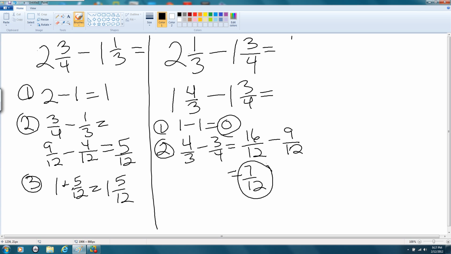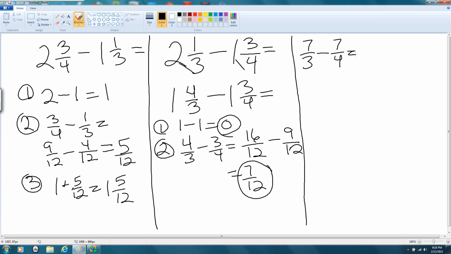Now, the other way to do that problem would be to convert them both to improper fractions first. So I'm not going to rewrite the problem yet. I'm going to go 2 times 3 here is 6 plus 1 is 7/3. And this is going to be 4 times 1 plus 3 is 7/4. This happens to be both 7s there.